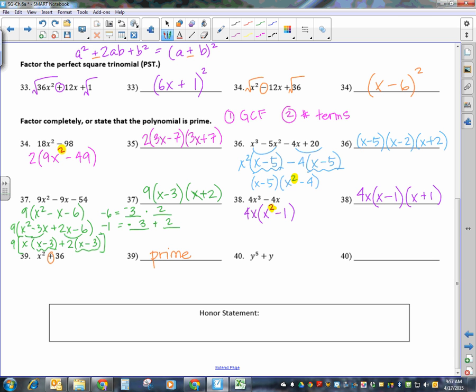And then the last one that we have is y to the fifth plus y, common factor of y, leaving me with y to the fourth plus 1. Again, I have an exponent here that I need to look at, but that is a perfect square and that is a perfect square, but again, that is a plus sign, so it cannot go any further, leaving you with this as the final answer.